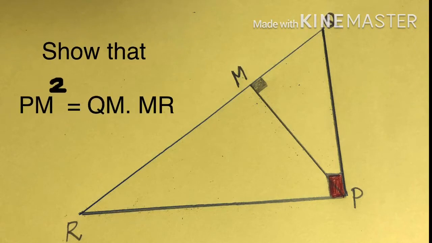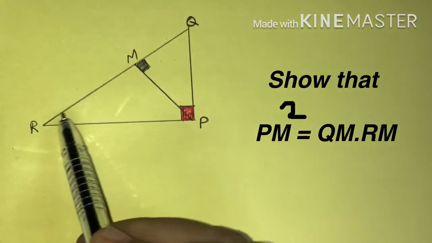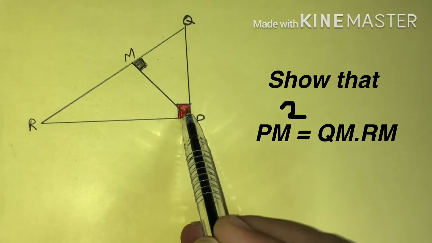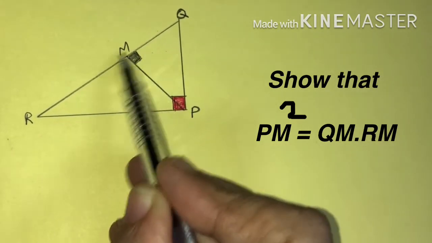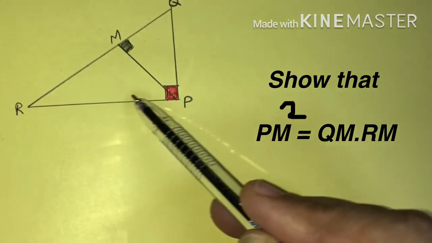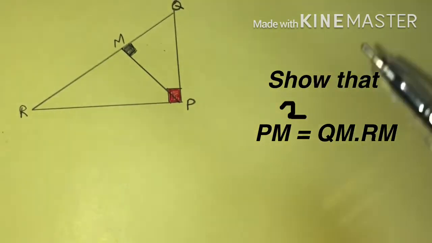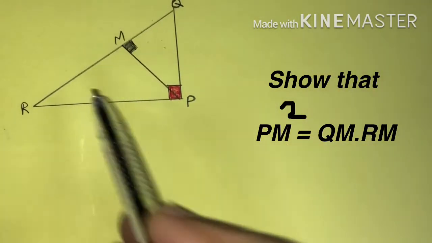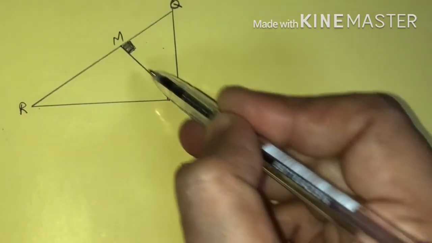So let's draw a right angle at P, and you can see PM perpendicular to QR. Let's start. QPR is the right angle at P, and PM perpendicular to QR. Then we can see big triangle QPR and two other smaller triangles. Consider the big triangle QPR. Here P is the 90-degree angle and QR is the hypotenuse.